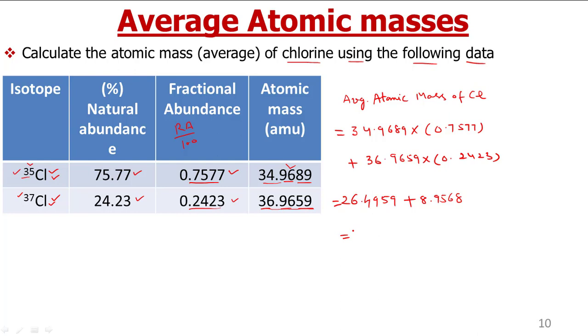If we add these two numbers, 26.4959 plus 8.9568, it comes out to be 35.4527, and the unit is U. So this is the average atomic mass of chlorine. If we take up to two places after the decimal point, it is 35.45 U. So this is the average atomic mass of chlorine.